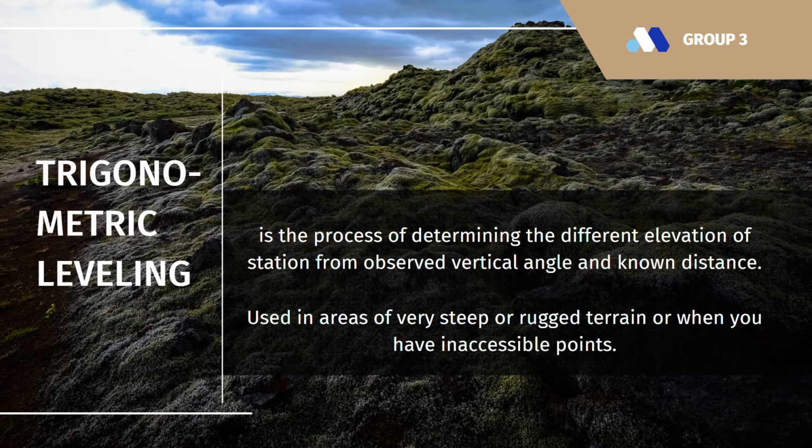So, breaking down the definition, our goal is to determine the difference in elevation of the station using the vertical angle, which is measured by means of a theodolite, and the horizontal distance, which can either be measured or computed. Trigonometric leveling is then used in areas of very steep or rugged terrain, or when there are points that are hard to access, for example, in the mountains.